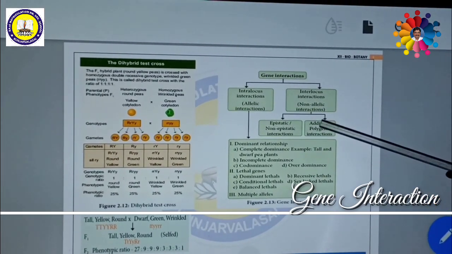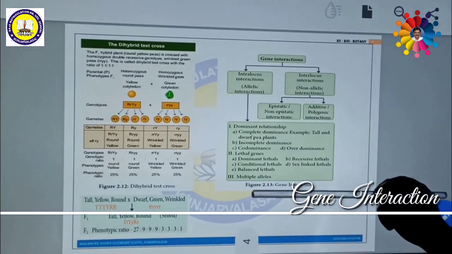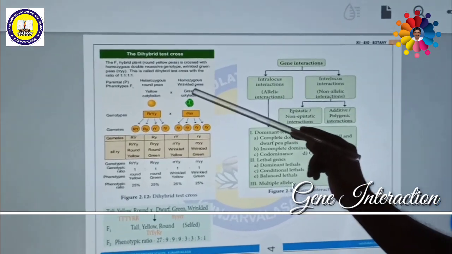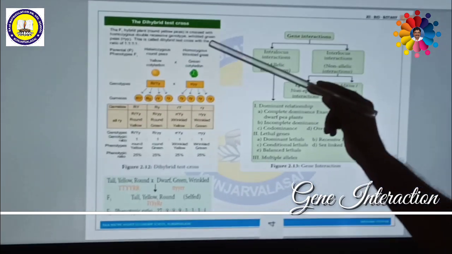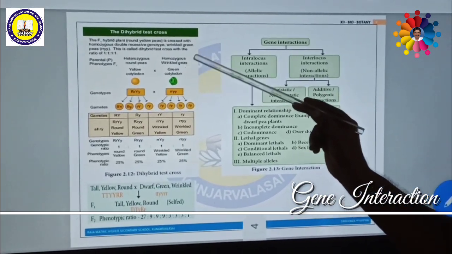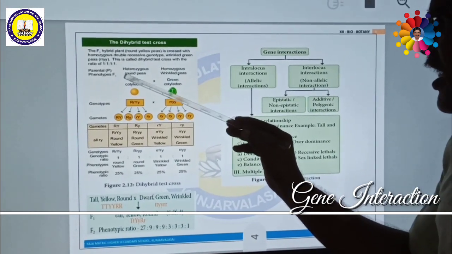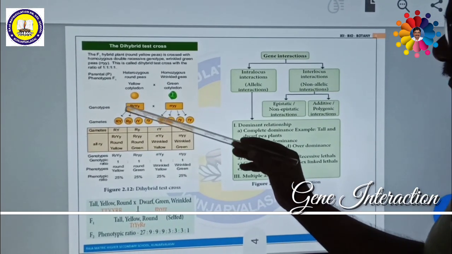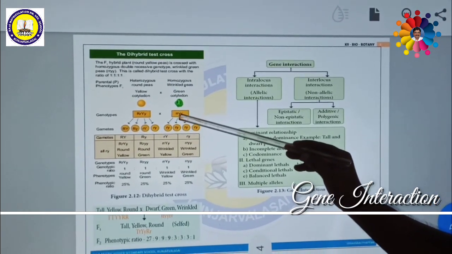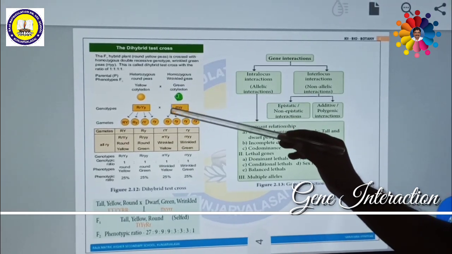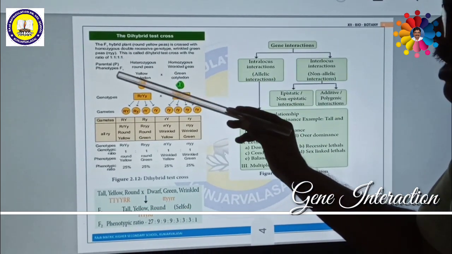Now what is the homozygous recessive in a dihybrid cross? Wrinkled green, wrinkled and green, is the homozygous recessive parent. Now it is crossed with the F1 generation. What is the F1 generation? Heterozygous round yellow, that means capital R small r, capital Y small y. The recessive parent is small r small r, small y small y. So a homozygous recessive parent is crossed with any one of the individuals.